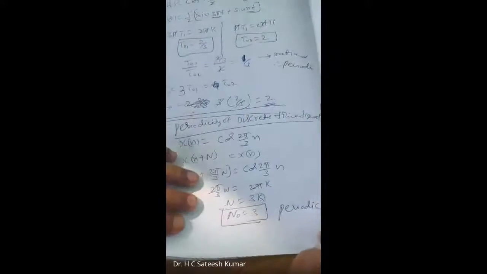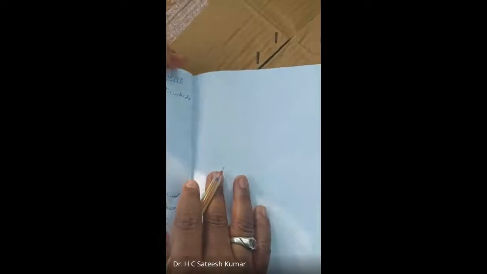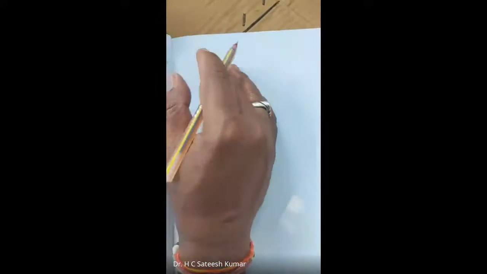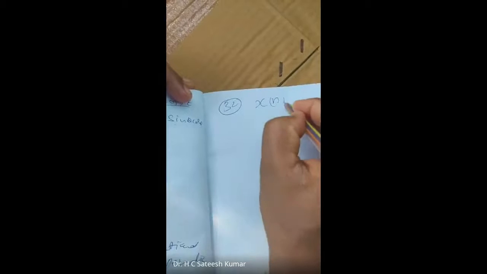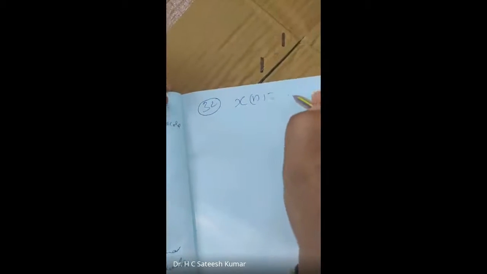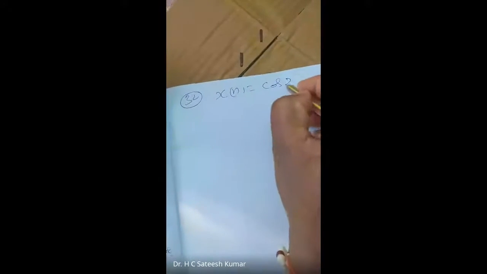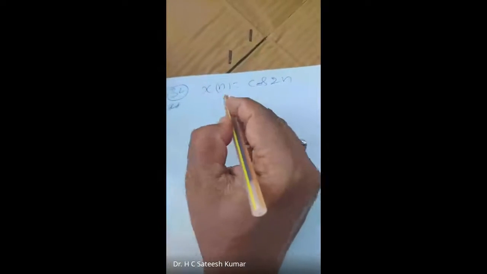Here you may get aperiodic also. The same problem we did in continuous time, no? There it may be periodic, here it may become aperiodic. I will show you that. X of n is equal to cos of 2n. This is an examination problem. It is repeated twice or thrice, 2 marks.